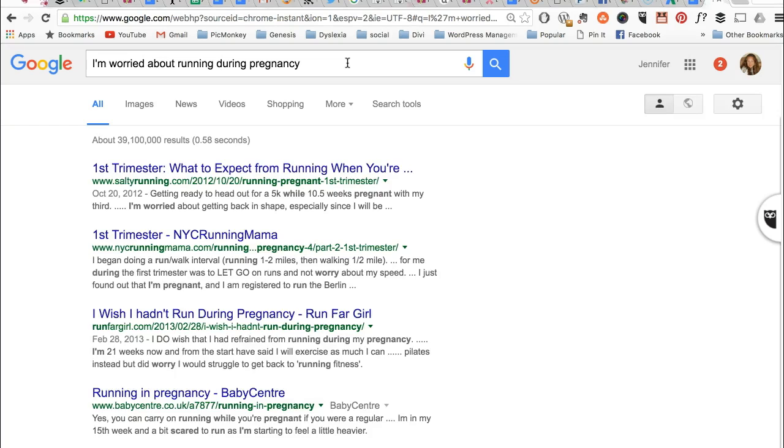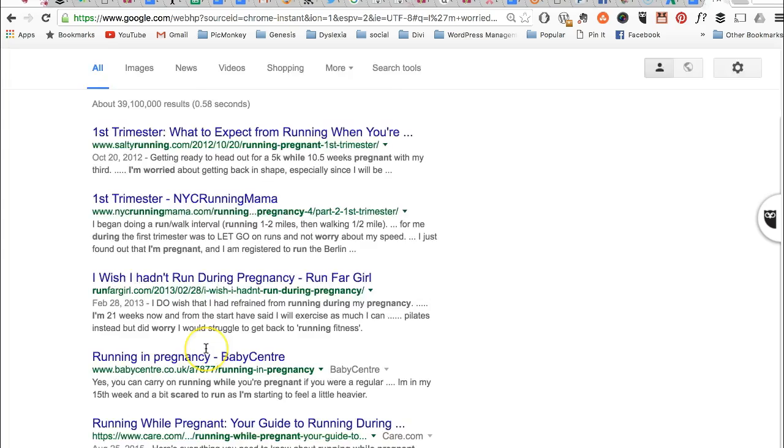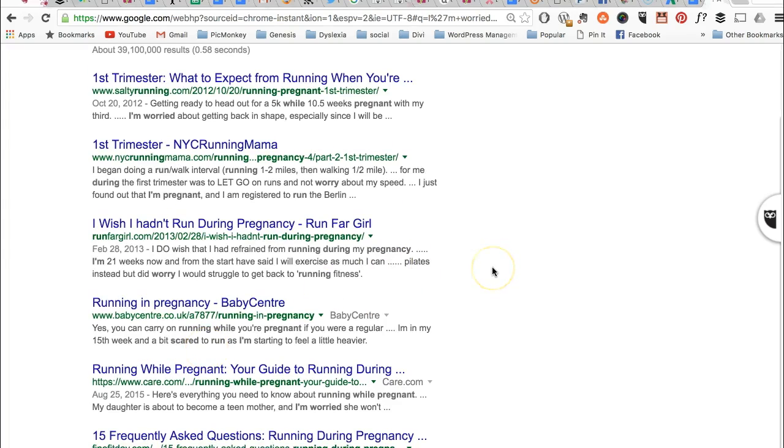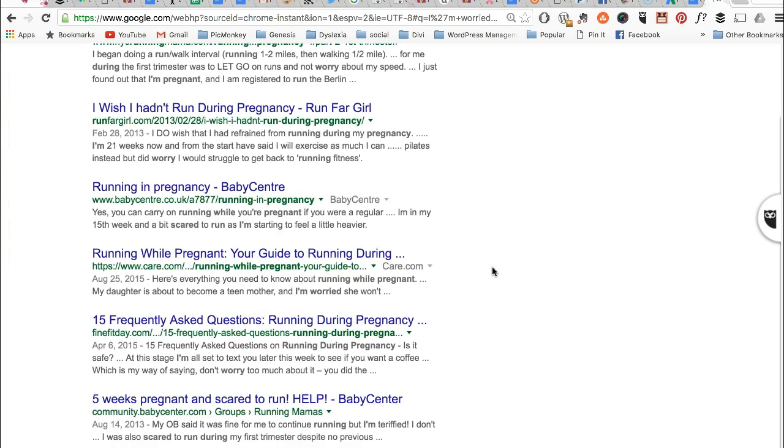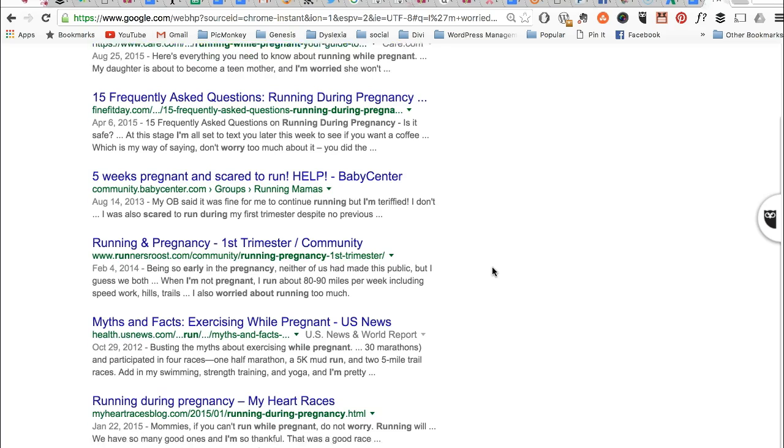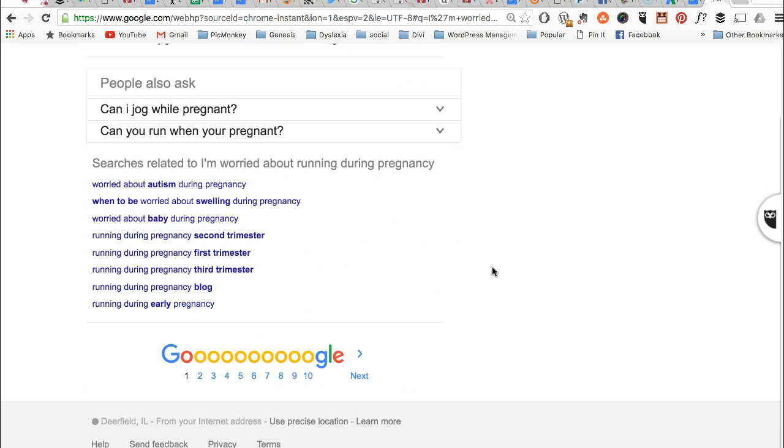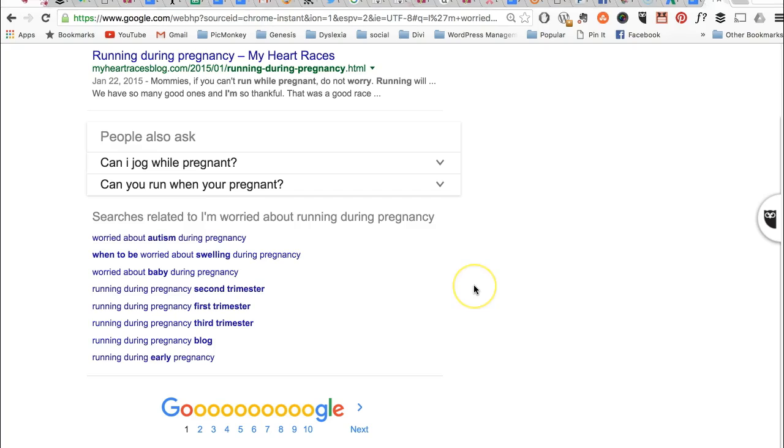Okay, here you go. Now here's Run Far Girl. She showed up before, and she obviously is a running person and a running blogger, but I'm trying to get to a point where I see some bloggers in here, and that's kind of the thing. So here we have searches related to "I'm worried about running during pregnancy." And like I said, this is what I do.